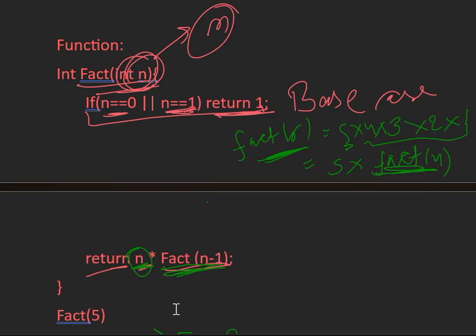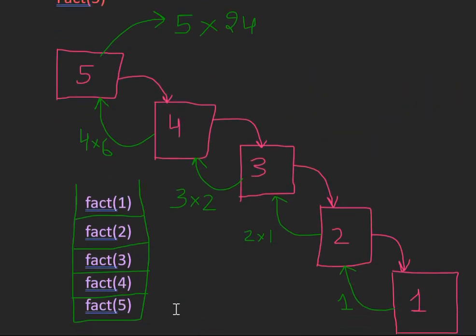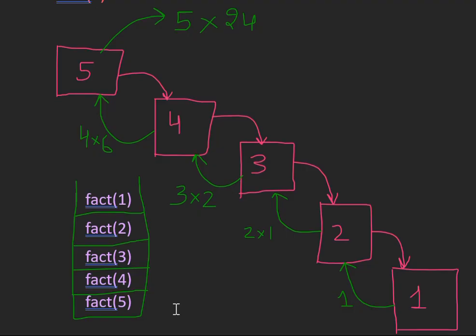Okay, now let's see how this function calling will happen. So we have called the function factorial of 5. What the factorial of 5 function will do is check the base condition. The base condition is not satisfied, so it will call factorial of 4. Factorial of 4 will call factorial of 3. Factorial of 3 will call factorial of 2. Factorial of 2 will call factorial of 1.